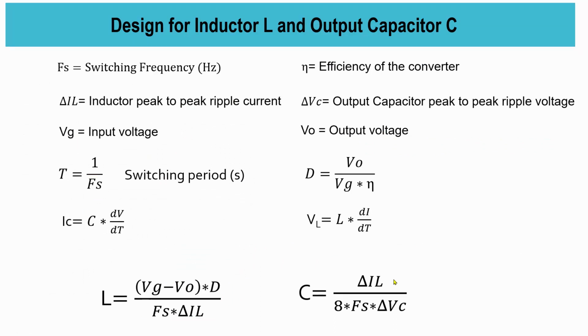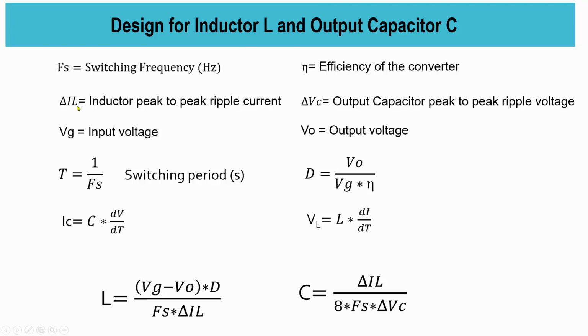So how do we design the inductor L and the output capacitor C? This is the most important part of the power converter. These are the parameters that you need to know. Fs is the switching frequency of the converter, and η is the efficiency of the converter. Normally we choose around 90% for the buck converter to make it easy.